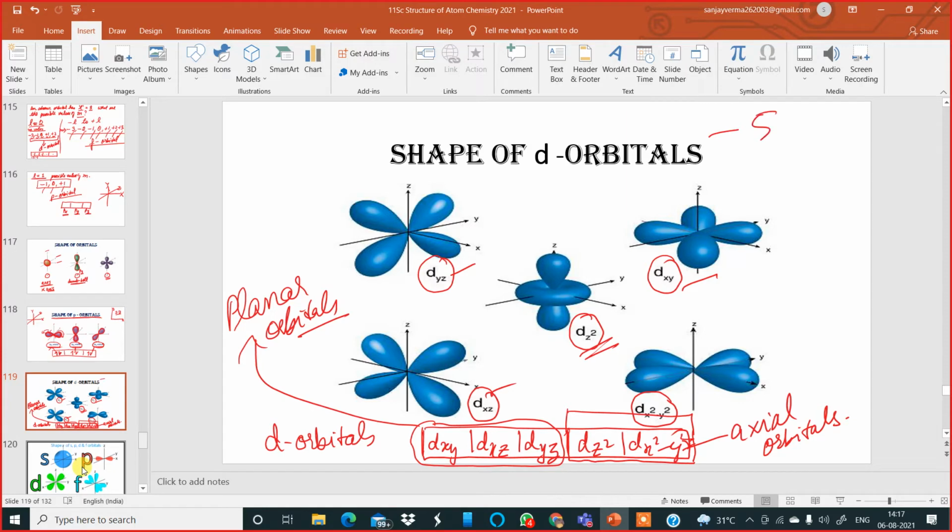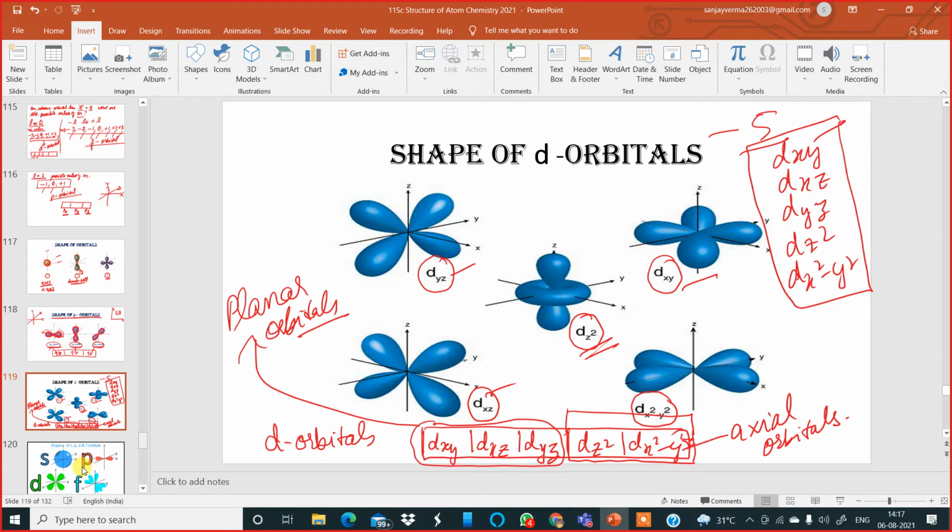Now, the main thing to understand is that there are 5 d orbitals, and their symbols are: the first one is dxy, the next one is dxz, the third one is dyz, the fourth one is dz square, and the fifth one is dx square minus y square. I want you to remember this. Each of these d orbitals can accommodate a maximum of 2 electrons. You can see the shape of the orbitals, which is not so important. Just remember, the d orbitals have complicated shapes, more than two dumbbells clubbed together. These are all also different from each other.